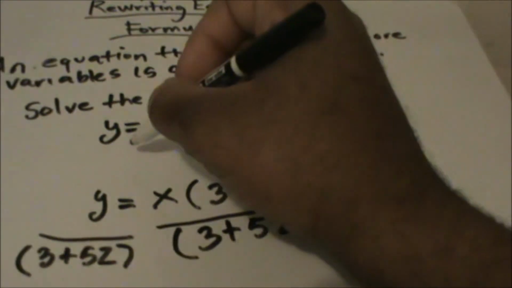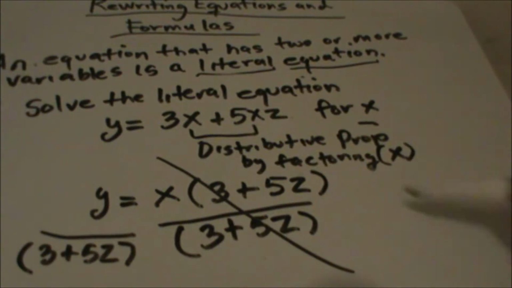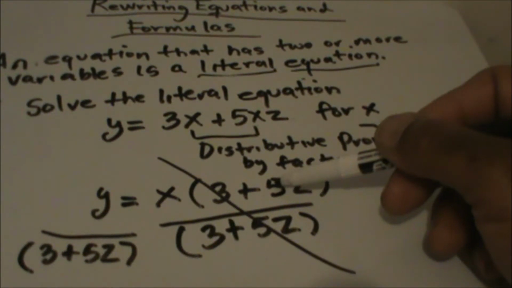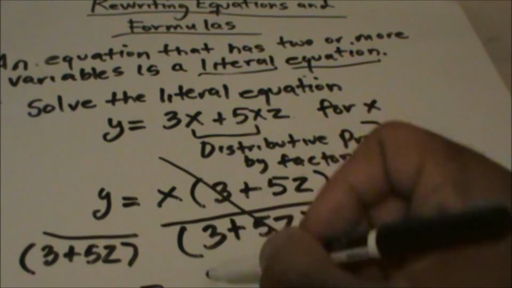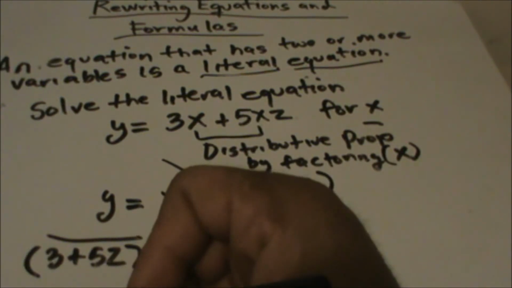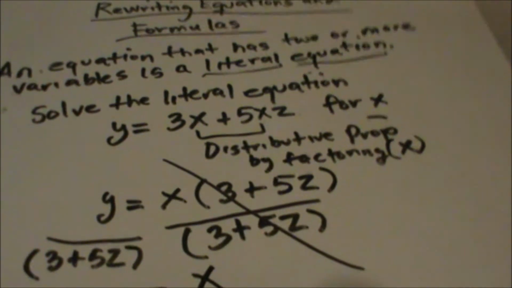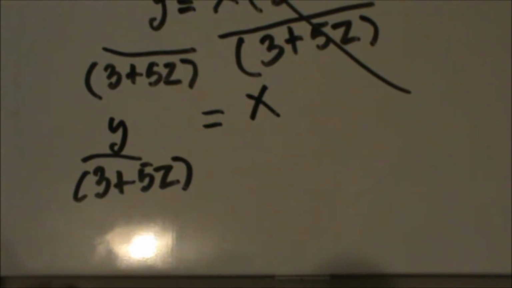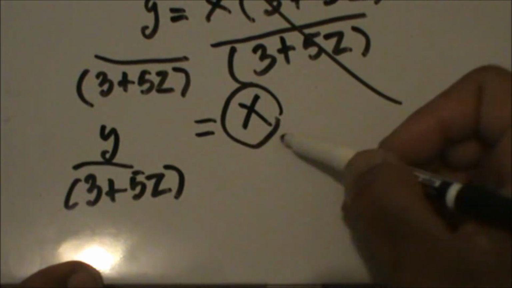Alright, guess what? They cancel. This whole section cancels because you have the same numerator and denominator. Then your final result is x equals y over 3 plus 5z. And that's your final answer. And that's what we did. We solved for x.